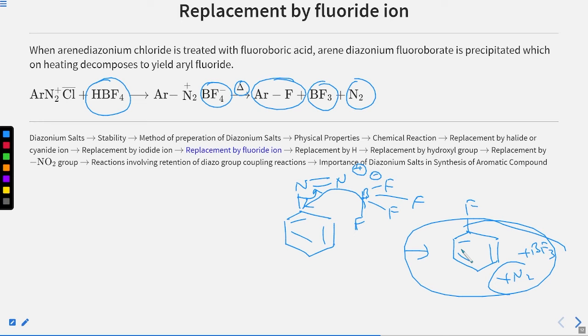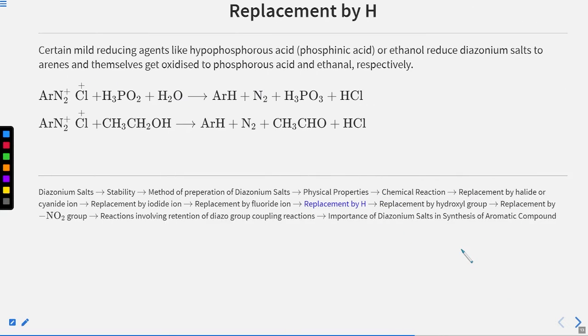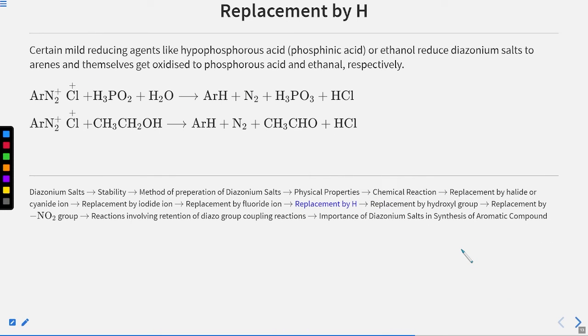Now next, let us see how we can replace it with H. For that we use a reducing agent like H3PO2 or CH3CH2OH. So we can use either of them. We use a mild reducing agent like hypophosphorous acid or ethanol to reduce the diazonium salt to arenes, and they themselves oxidize to phosphorous acid. So now this hypophosphorous acid is oxidized to phosphorous acid, and it is reducing your N2 plus and Cl minus to a simple arene.